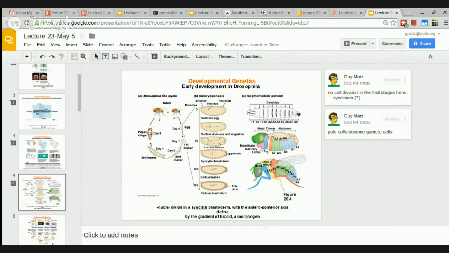What's a syncytium? It's a single cell that hosts several nuclei. That's produced by nuclear division in absence of cellular division. Any other questions?